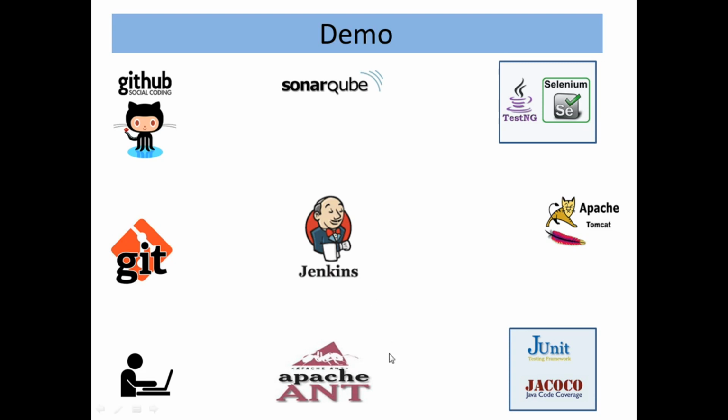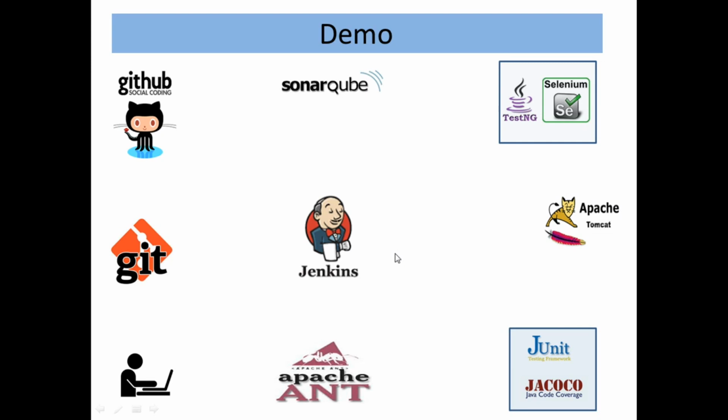And I'll be using Ant to create a build, and I'll be running JUnit on my code base, and I have used Java code coverage, Jacoco, to give me the code coverage of JUnit, and I have used Selenium. Selenium is the test automation suite which is predominantly used for front-end testing. And I'll be using TestNG to generate the Selenium reports. And I have Apache Tomcat, which is the web container on which I'll be deploying my application.